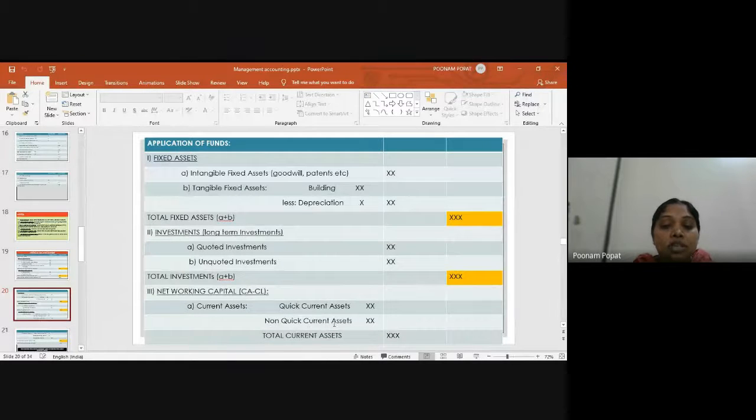Then what comes in non-quick current assets? There are only two items which fall here. One is stock, the unsold stock, closing stock, and the other is prepaid expenses. Now, what is the reason? Why is stock or inventory a non-quick current asset? Closing stock, which is lying in your business.